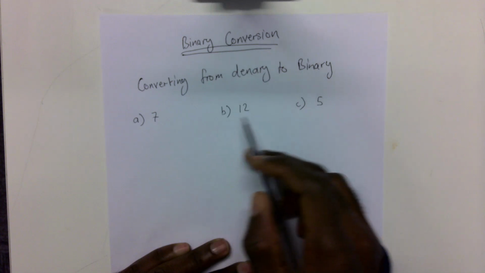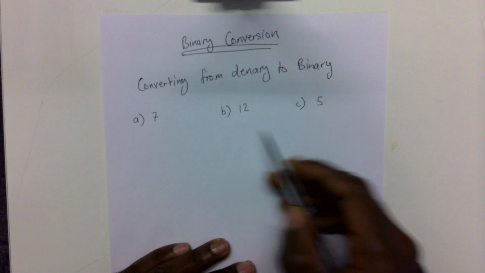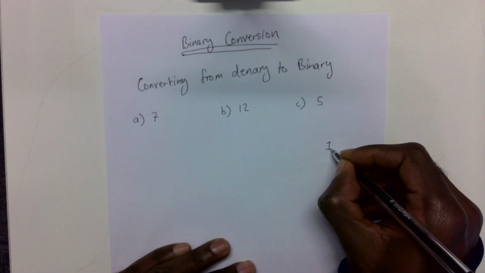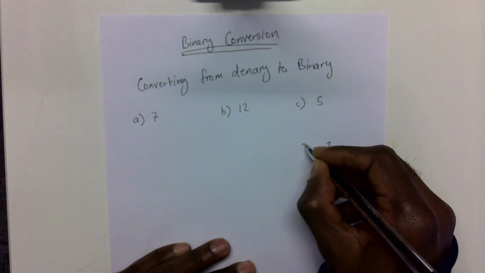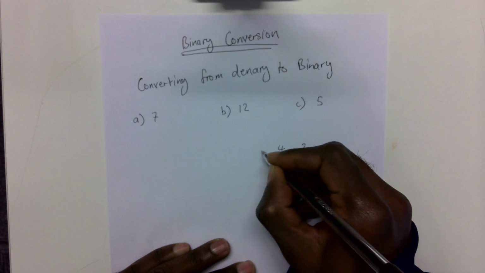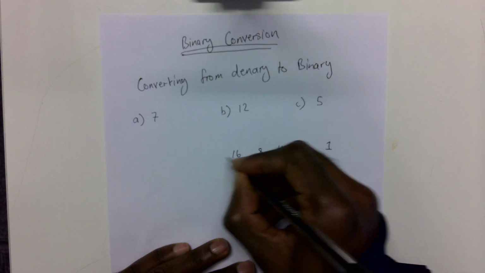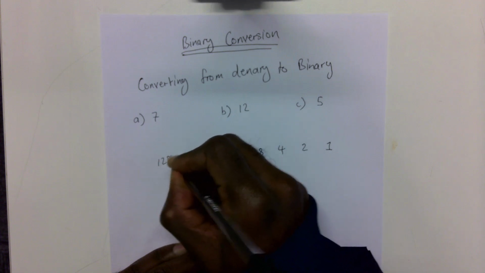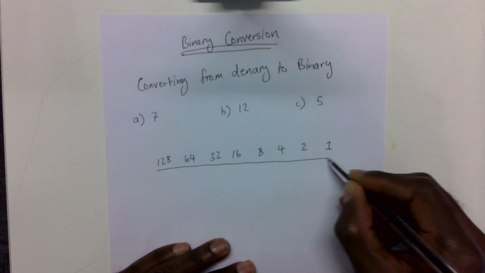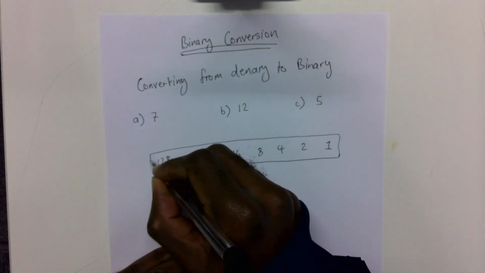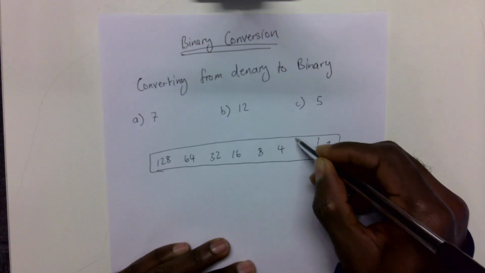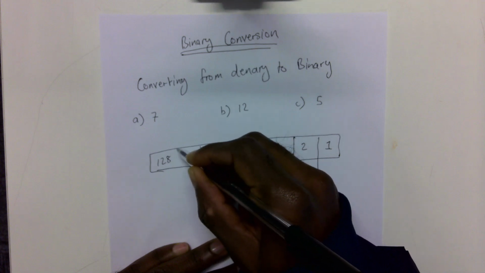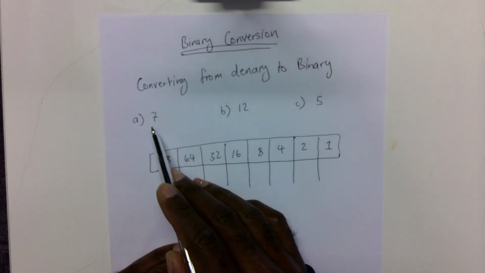So let's convert these. Again, we always start with our table. We start with 1. We always start on the right. Then we double it. We get 2, 4, 8, 16, 32, 64, 128. We draw our table like this. Okay, so the number here is 7.